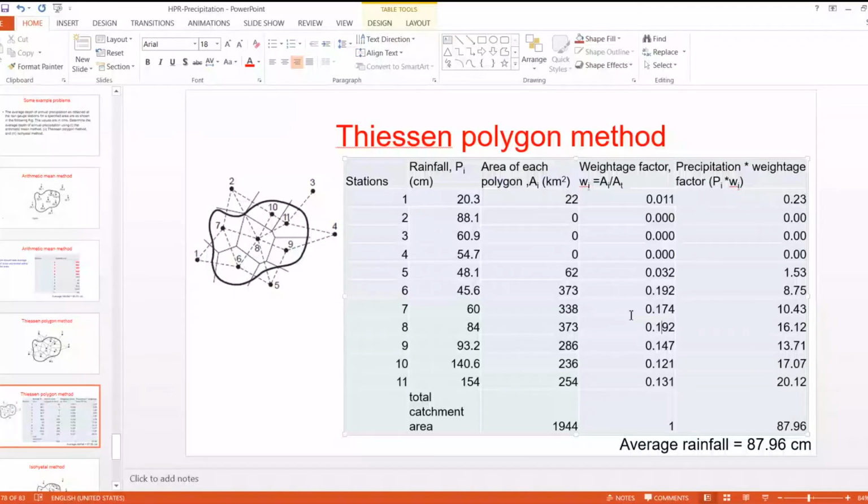Then we have to multiply precipitation into weightage factor. Suppose for station number 1, the precipitation is 20.3, and the catchment area represented by station number 1 is given as 22, and its weighting factor is 0.011. So 20.3 into 0.011 gives the mean rainfall of the polygon surrounding station 1.